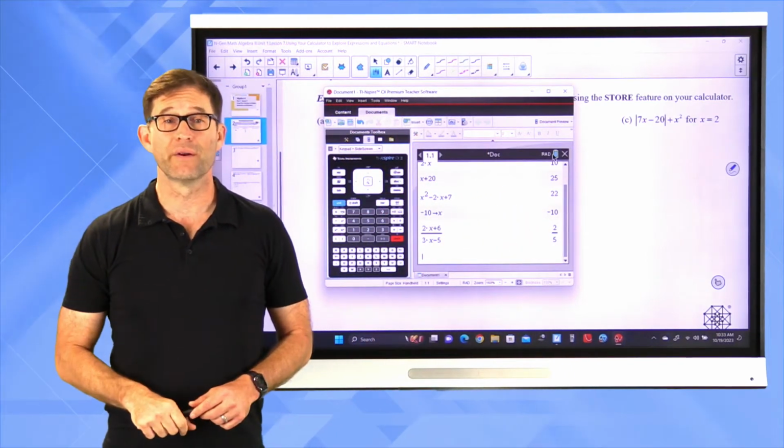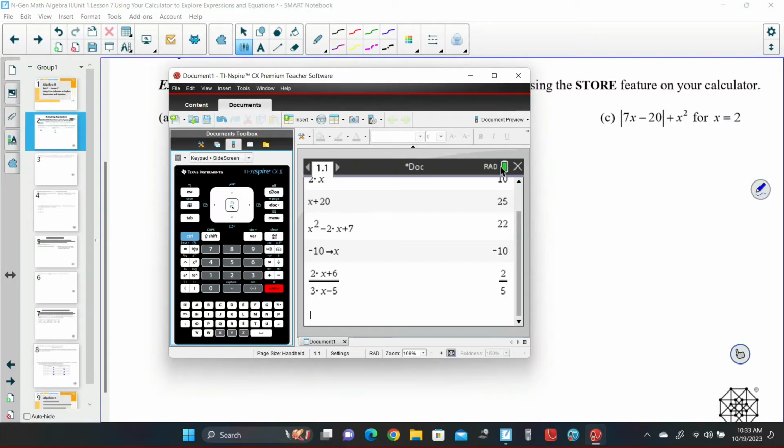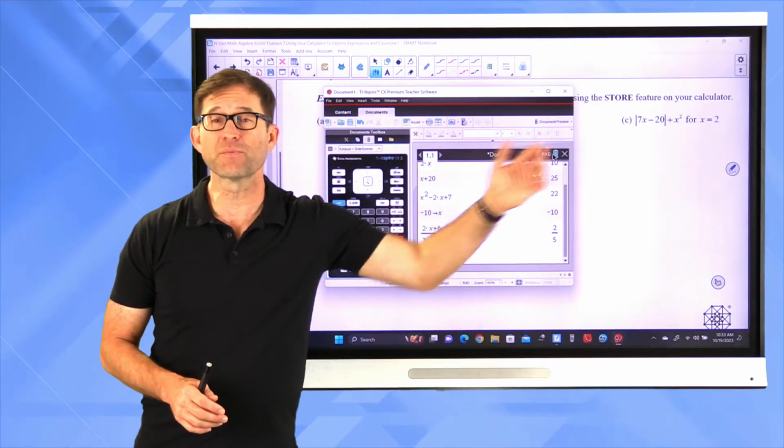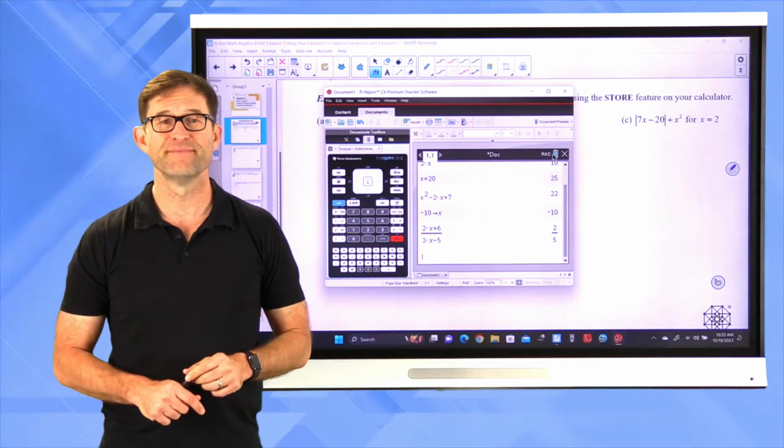All right. So let's see, especially for those of you who are kind of following along, let's see what you can do in letter C. We've got the absolute value of the quantity 7x minus 20 plus x squared for x equals 2. All right, why don't you go ahead and use the store feature and then type that expression in to see what it gives you.